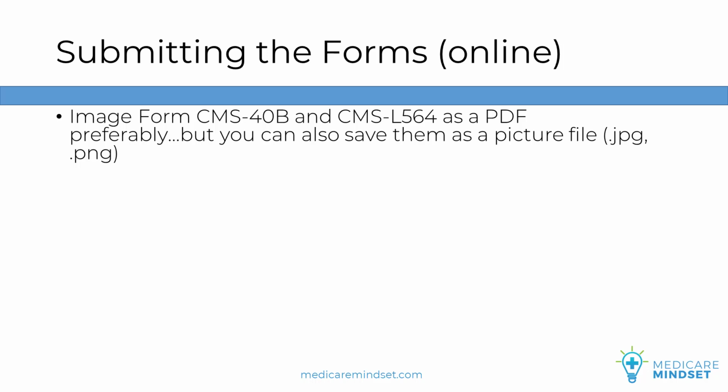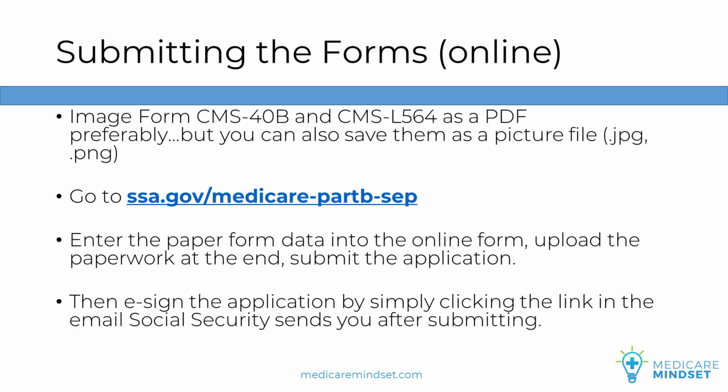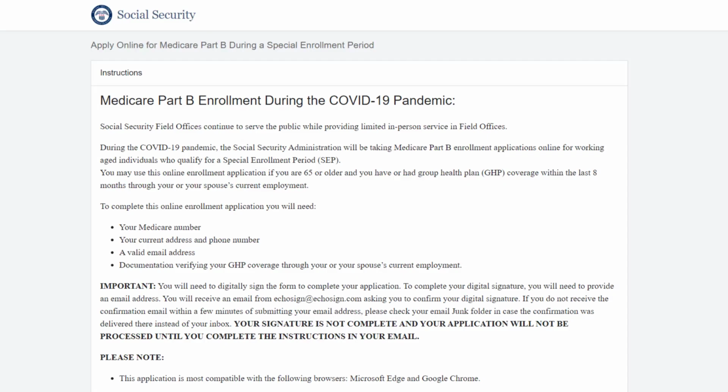It must be very clear and easy to read. Then you can save the file and email it to yourself later to be saved to your computer, as you'll need to upload these files to Social Security in the next step. Next, go to www.ssa.gov/medicare-partb-sep. This is where you'll enter the form data into an online form and then upload your completed paperwork at the end. Here's what the site looks like.